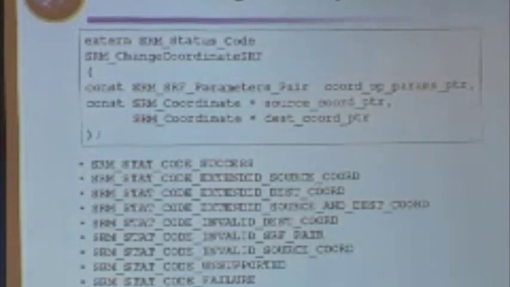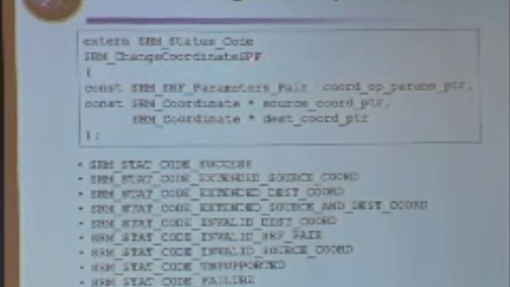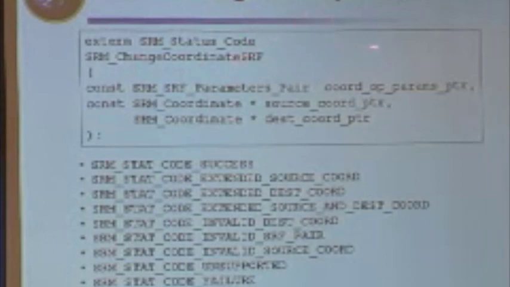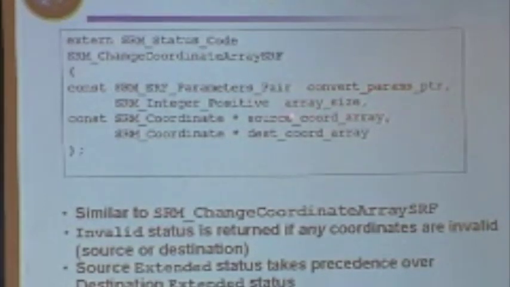So here is a change SRF, and you have to then give it that pointer you got from the last call, give it your coordinates from your source, and it will return the destination. And these are the appropriate codes that could be returned. This does the same thing, but we're giving it an array. We're doing a whole bunch at once.